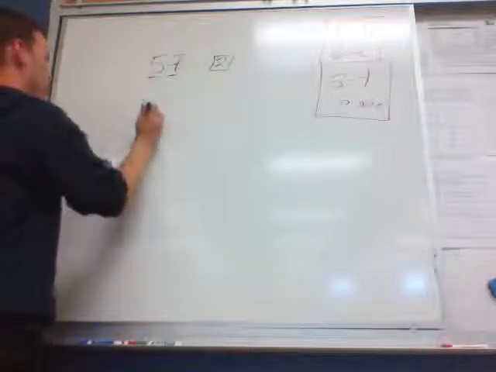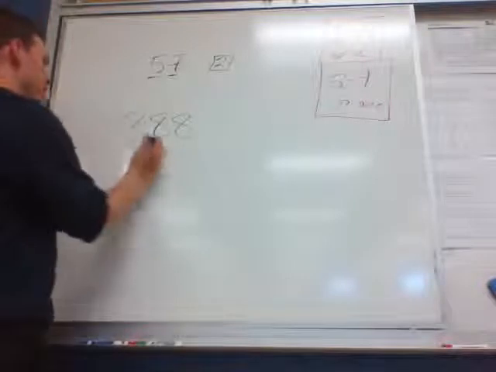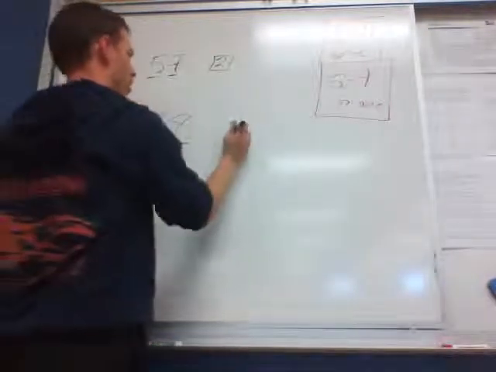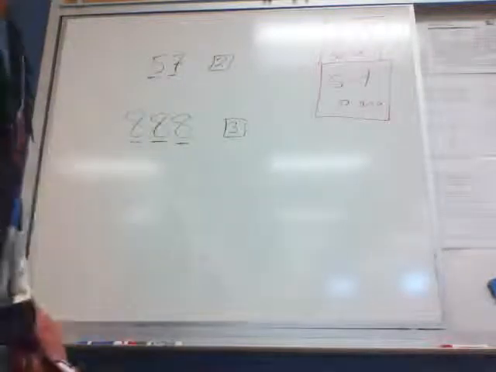All right, what about this one? 888. How many sig figs? 3. Non-zero, non-zero, non-zero, 3 sig figs. Rule 1 is pretty easy.